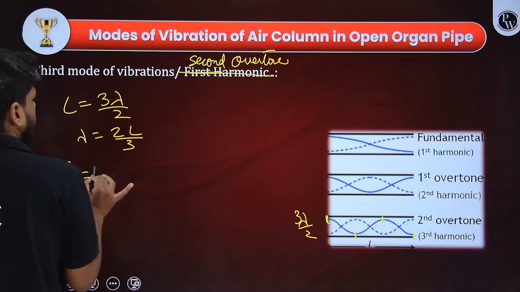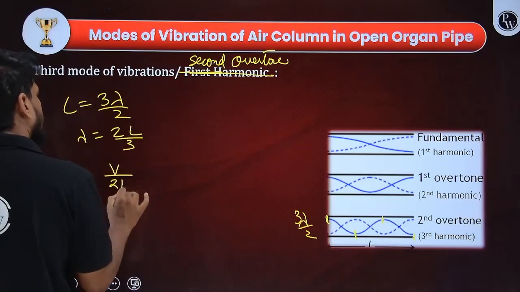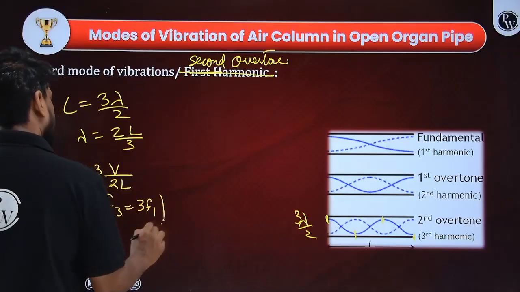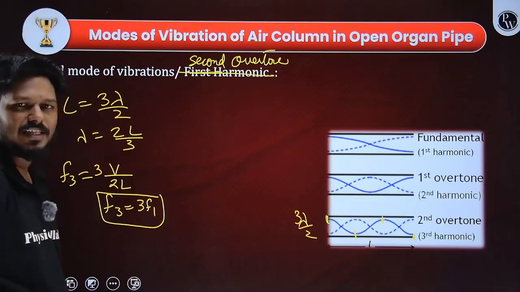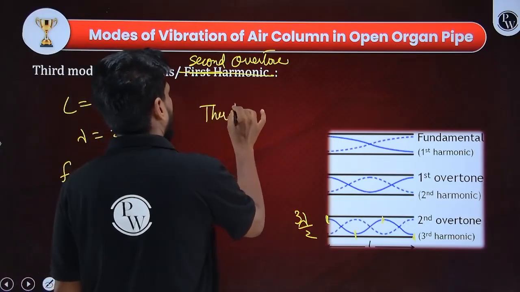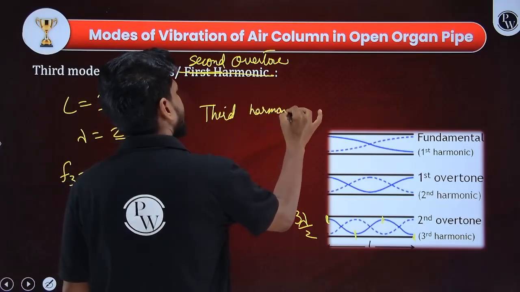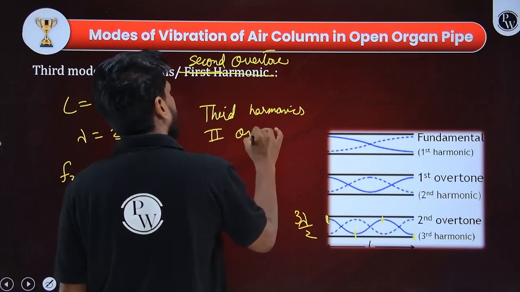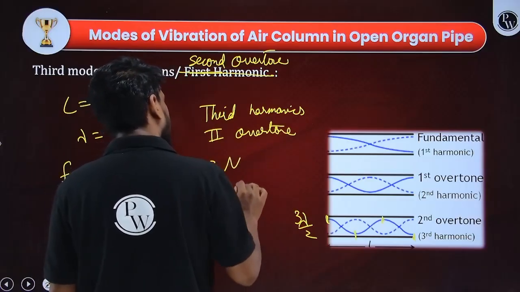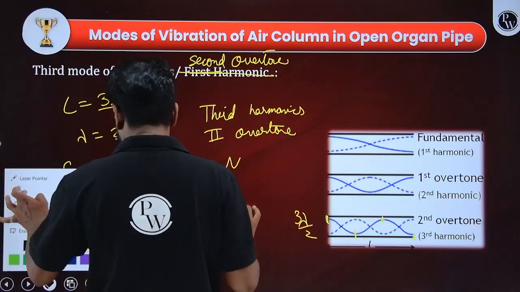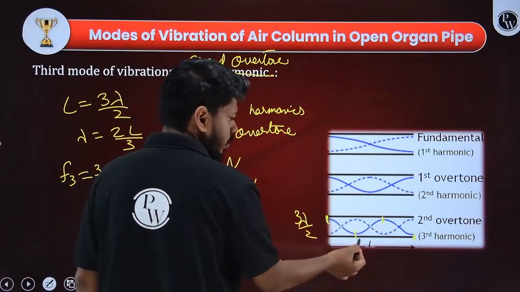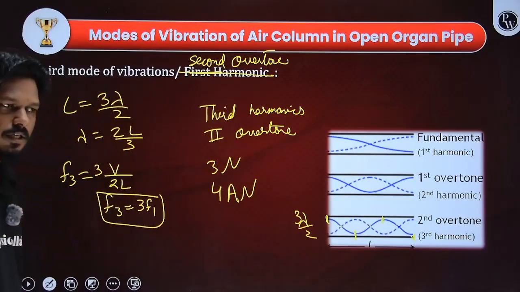My frequency is going to be velocity by wavelength, so can I write F3 is equal to 3 times F1? Any difficulty? This is called third harmonics, second overtone. Third harmonics will have 3 nodes and 4 antinodes. If you see 1, 2, 3, 3 nodes, and antinodes 1, 2, 3, 4, 4 antinodes. Any difficulty? No, sir.